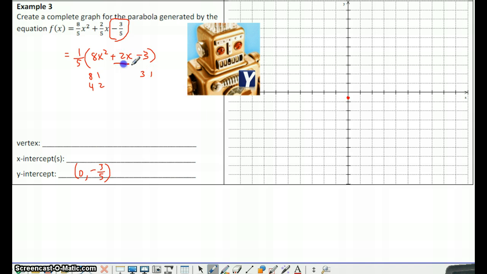In order to get positive 2x, I could do 4 times 1, 2 times 3, and that would give me 4 and 6. Positive 6, -4 would give me a positive 2. So in factored form, what I'll end up having is (4x plus 3)(2x minus 1), with the 1 being over here, the negative, and the positive 3. So there's my factored form.